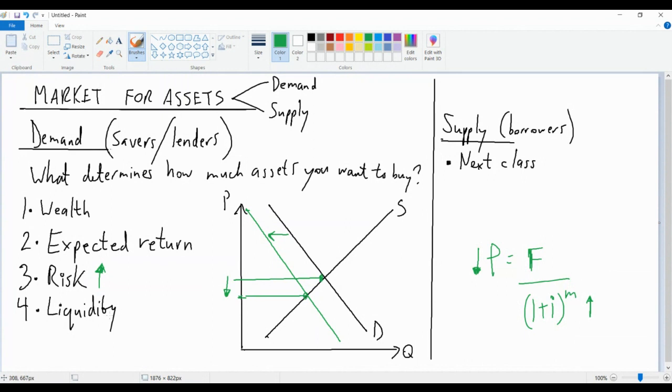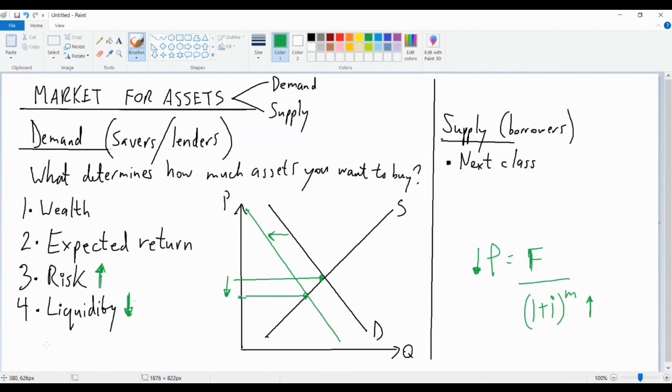And then take liquidity as well. If liquidity goes down, that's a bad thing, right? We want liquid assets. If liquidity goes down, same thing: the demand would shift left, the price would drop, and the interest rate would rise. So keep that in mind. Whenever anything bad happens to an asset, its price goes down because it's less desirable. And that's the same thing as saying the interest rate goes up, whether it's risk, illiquidity, or anything else.